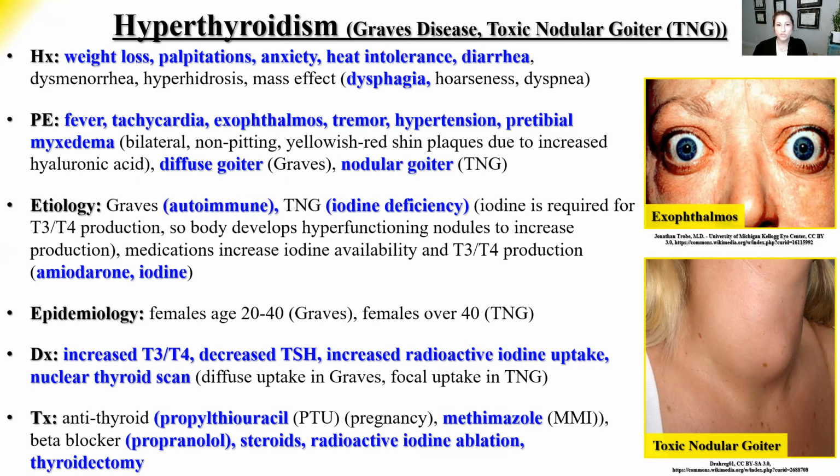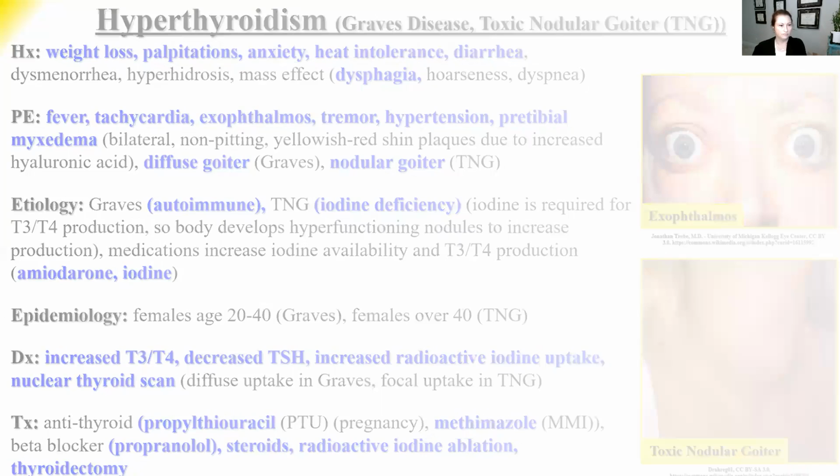We can also treat this with steroids if it's Graves' disease, because that's an autoimmune disorder. Remember, steroids kind of turn down the immune system. If it is very symptomatic and it's not responding to those medications, we can do a radioactive iodine ablation where it kills off the thyroid tissues, or we can do a thyroidectomy where we go in and actually take that out. But remember, you have to replace those hormones for those patients with levothyroxine or other medications like that to replace the thyroid gland.